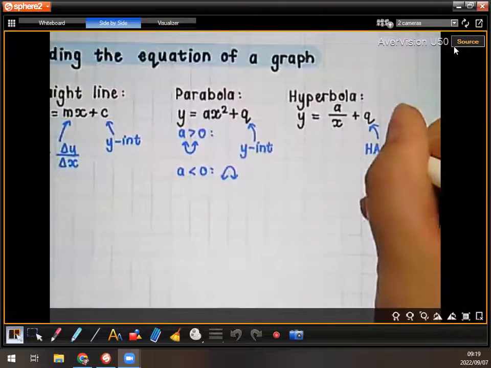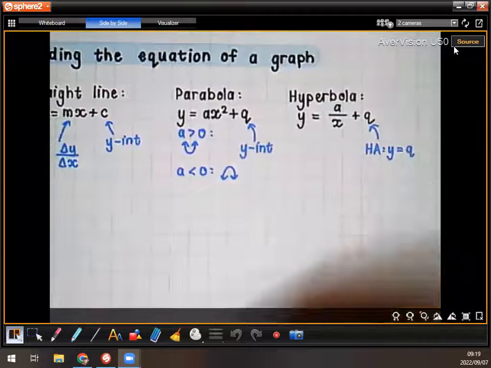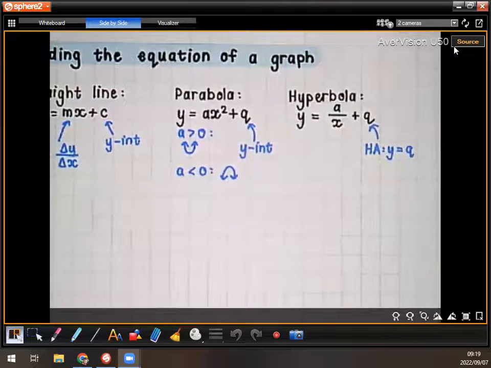I'm just going to write here that the horizontal asymptote is y equals q. So guys, if they have that dotted line on the graph and they're telling you what the equation of that asymptote is, then that is your q value. Now, just like with the parabola, unfortunately, there is not a formula to calculate A. We are going to have to use a different method.